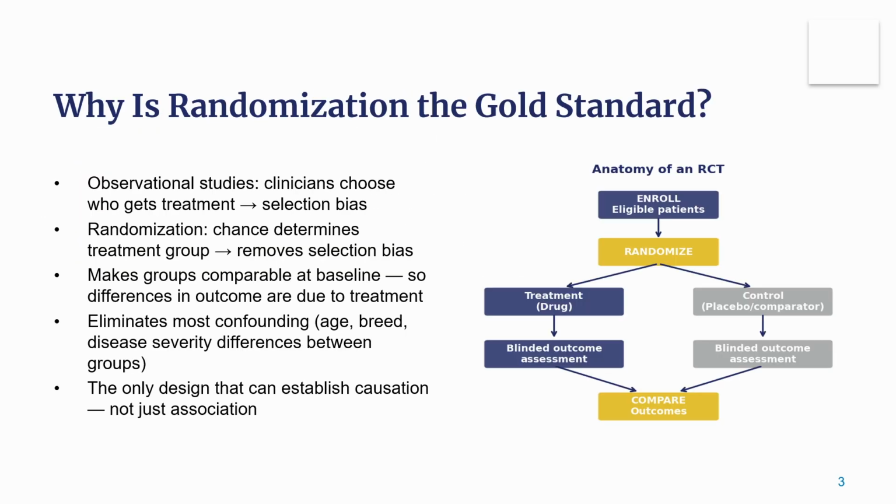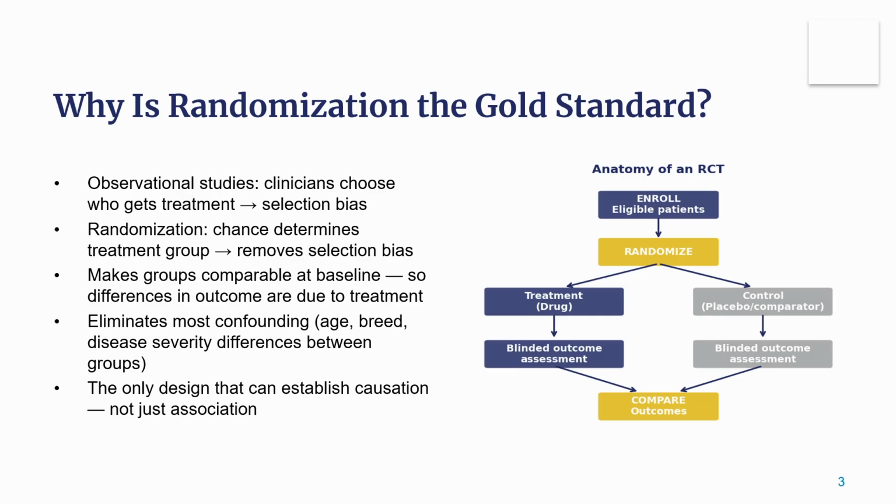Randomization matters. Here's a simple example. Imagine you study pain medication in dogs, and you let clinicians decide which patients get the drug. Well-meaning clinicians might give the drug to sicker patients. Now your drug looks worse on outcomes, not because the drug failed, but because they started sicker. That's selection bias. Randomization fixes this by flipping a coin, metaphorically.